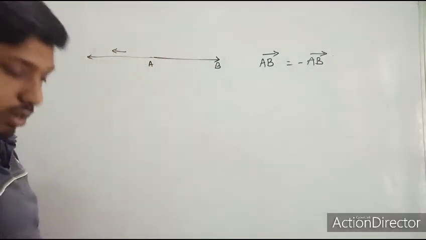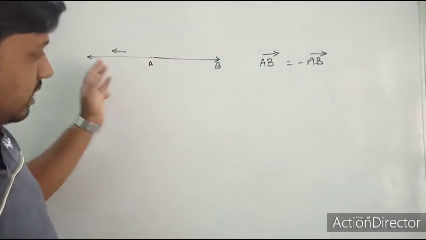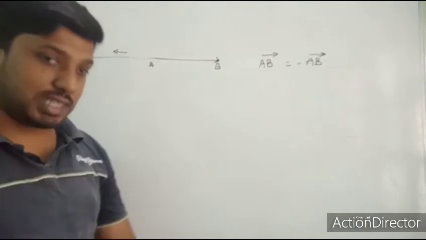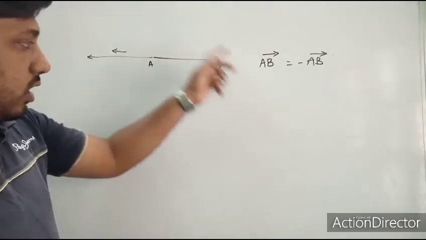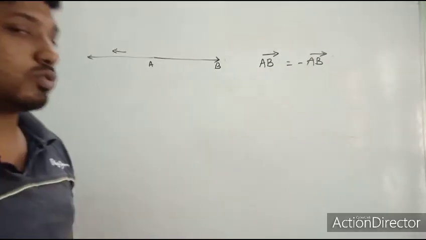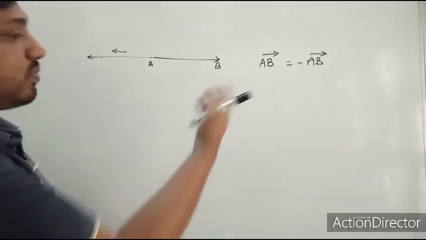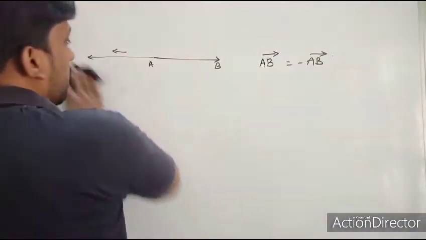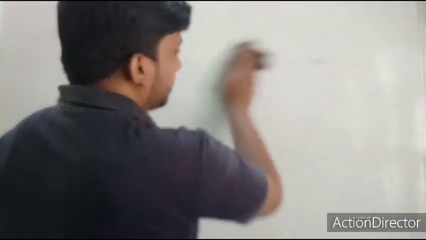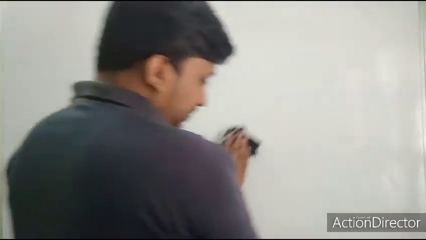So the vector which is in the opposite direction with the same magnitude is called a negative vector. We can define it like that, right? Any vector in the opposite direction with the same magnitude is called a negative vector. This is one of the examples for the negative vector we have. Okay, I hope you are understanding. It's very simple, just 1 mark, just define it, that's it.